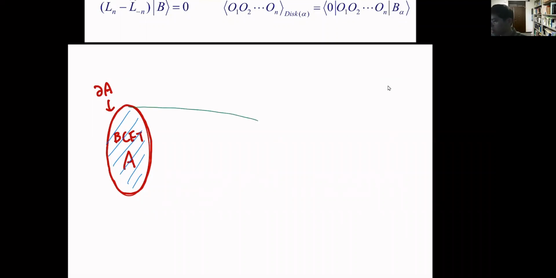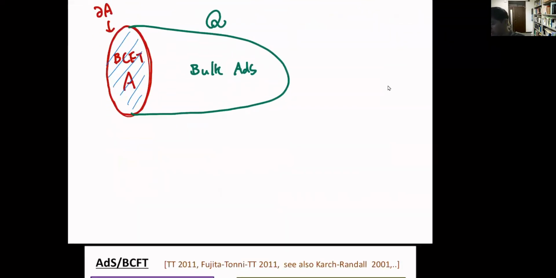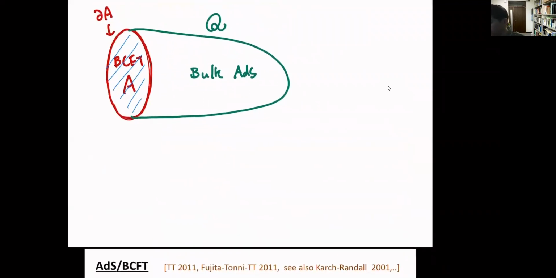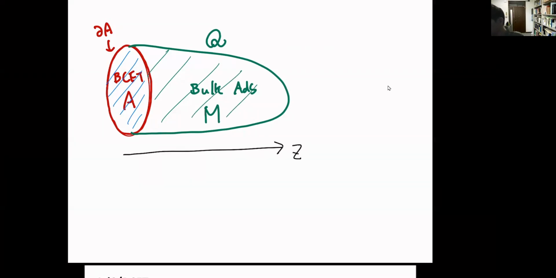So we can extend towards the bulk, right? This is not necessarily a minimal surface, but some surface which is defined later. We call this surface Q. The bulk region cut out by the surface Q, let's call this M. This is a bulk region, and you can think of this as the Z direction, the extra dimension.